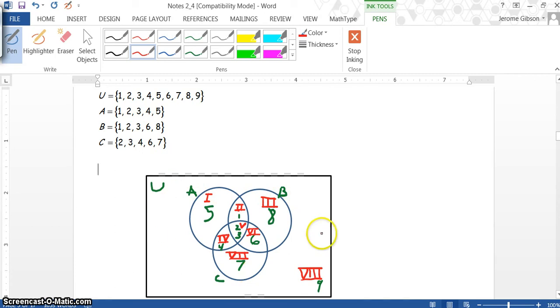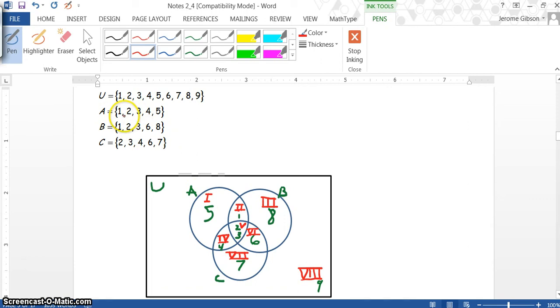Now, I constructed a Venn diagram, which I need you to construct in your notes. And first we have A, B, and C. And we have this broken up into regions. 1, 2, 3. This would be 4, 5, 6, 7, and this is region 8. Now we put in the numbers.